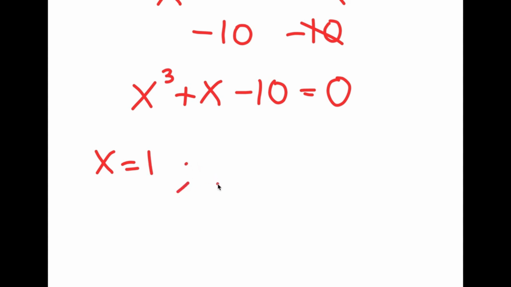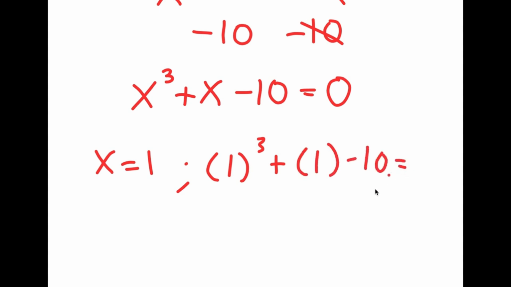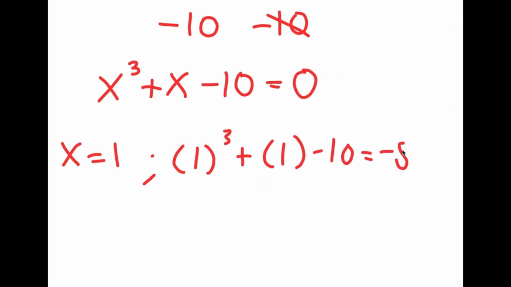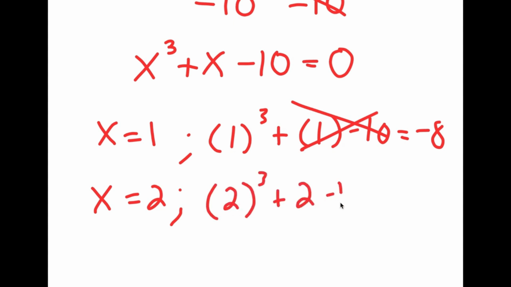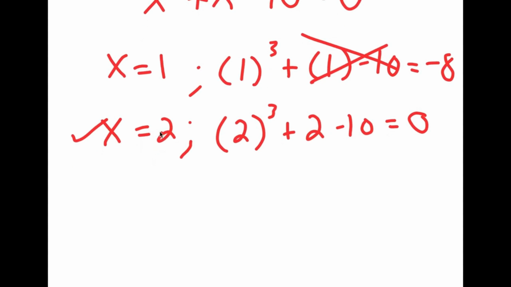When x equals 1, I get 1 to the power of 3 plus 1 minus 10, and this is equal to negative 8, which does not equal 0. This is wrong. Now let's try x equals 2. When x equals 2, I get 2 to the power of 3 plus 2 minus 10. 2 to the power of 3 is 8. 8 plus 2 is 10. 10 minus 10 is 0. So this works.